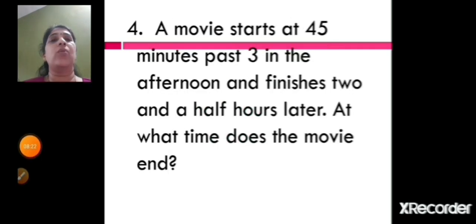Now let's move to the fourth one. A movie starts at 45 minutes past 3 in the afternoon and finishes 2.5 hours later. At what time does the movie end? So what is being given? There is a movie which starts at 45 minutes past 3 in the afternoon. So 45 minutes past 3 means, children, 3:45 p.m. because it is afternoon, right? Past 3 means 3, and 45 minutes means 3:45 p.m., right? And it finishes 2.5 hours later.